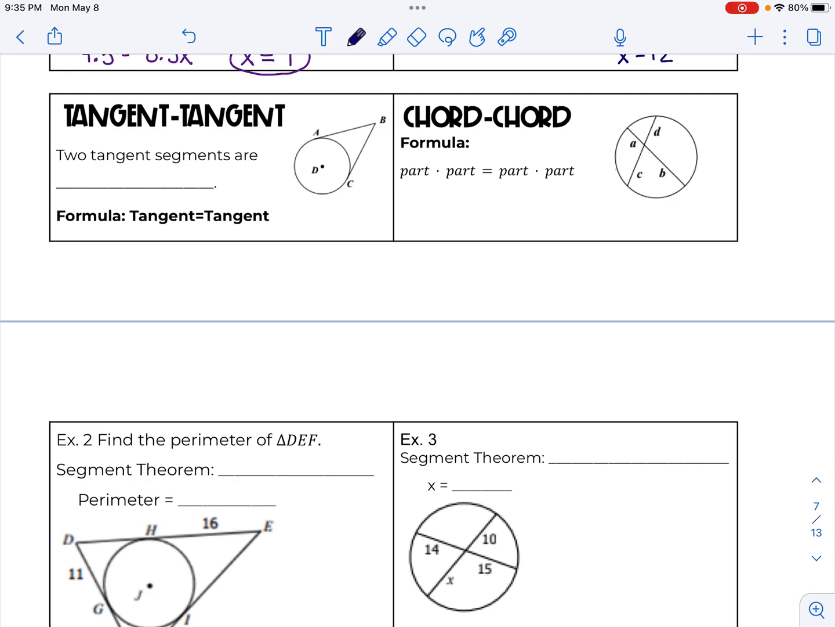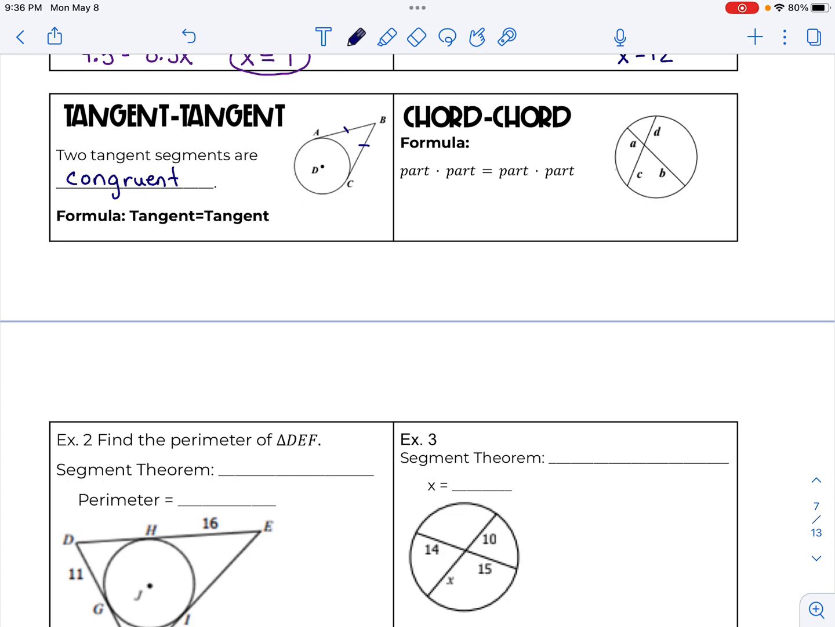Two tangent segments are congruent or equal. So this segment line is equal or congruent to that segment line. So it's called tangent equals tangent.